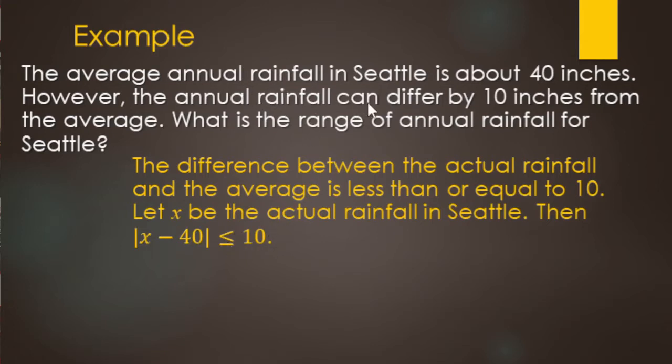So that's how we do this. Rainfall can differ by 10 inches, so it can be up to 10 inches more or up to 10 inches less, is basically what this is saying. And for an absolute value inequality, this is the way we write it out.